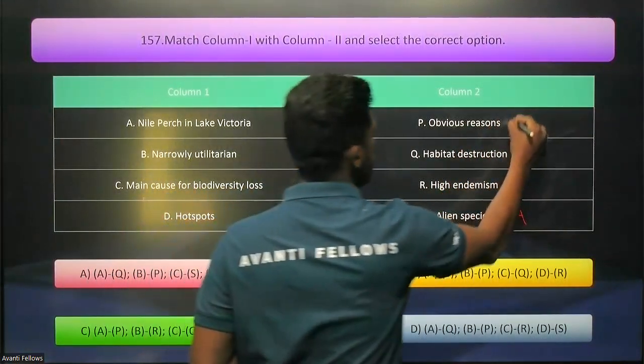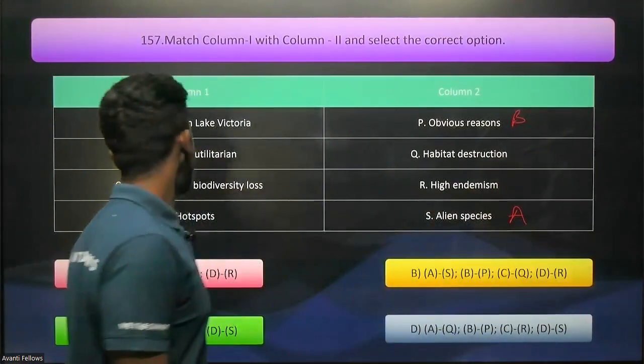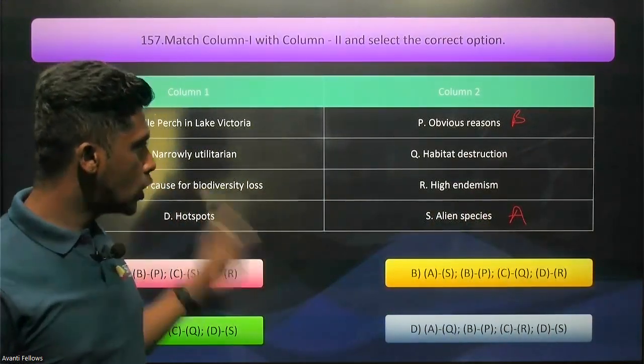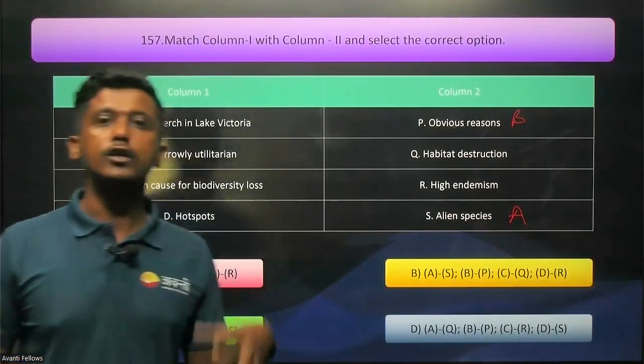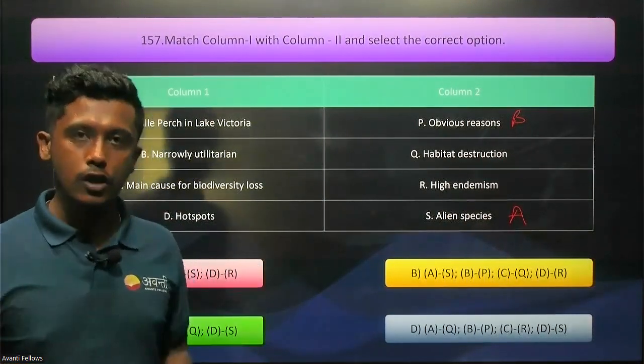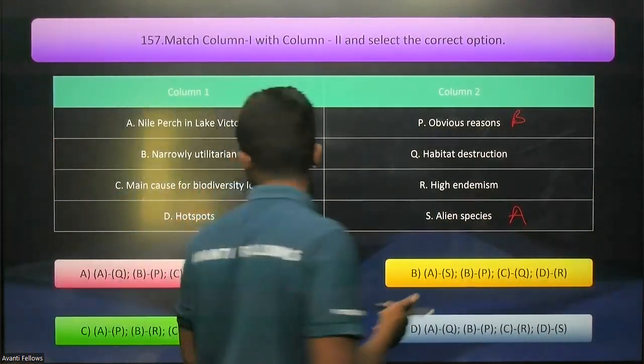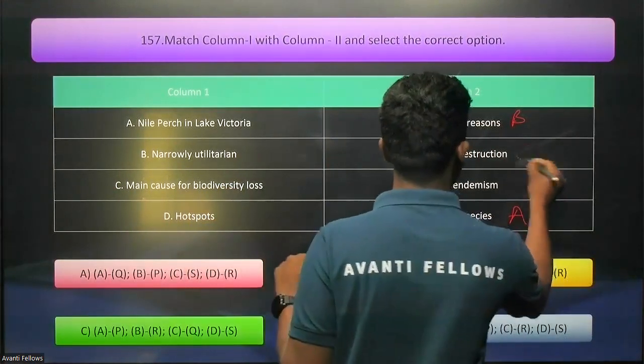So I'll put it as B. Okay. Next one. Main cause for biodiversity loss. Main cause for biodiversity loss, you know that fragmentation, habitat loss, deforestation. So basically it goes with habitat loss. So I'll write it as C.